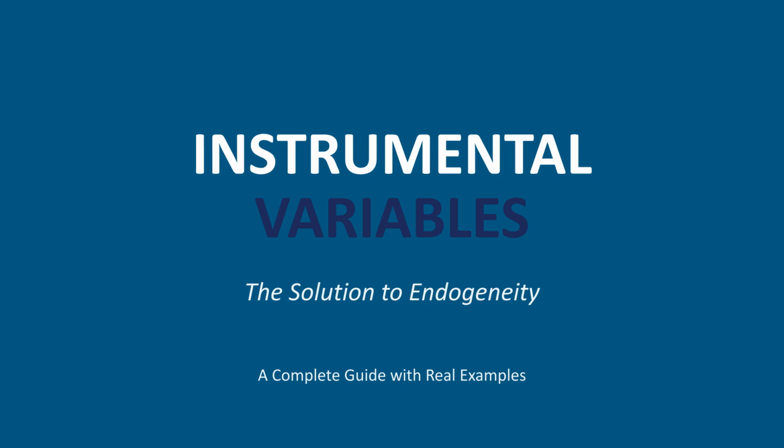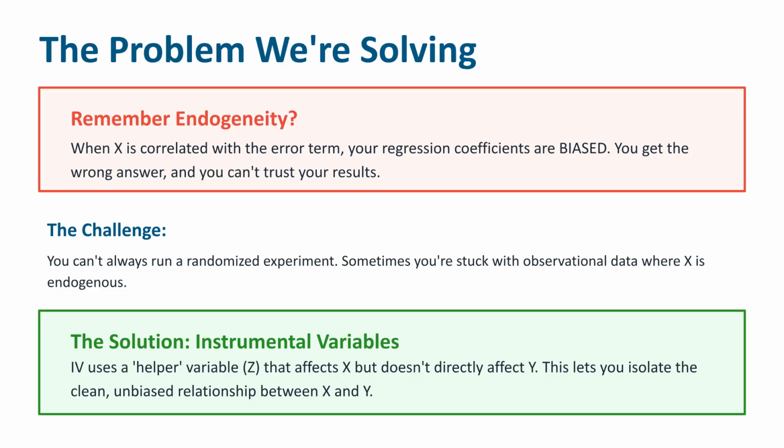Instrumental variables, or IV, offers a powerful solution to endogeneity. This video provides a complete guide with real examples on how to use IV to achieve unbiased causal inference. We are solving the problem of endogeneity.